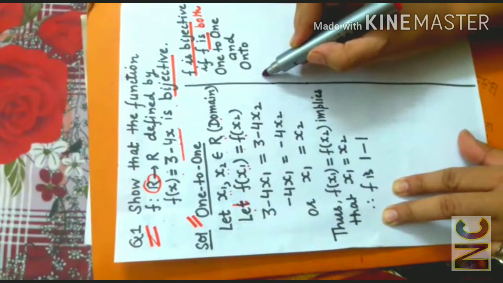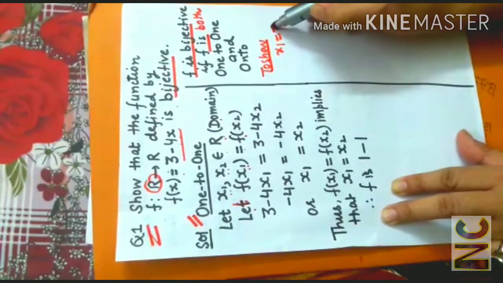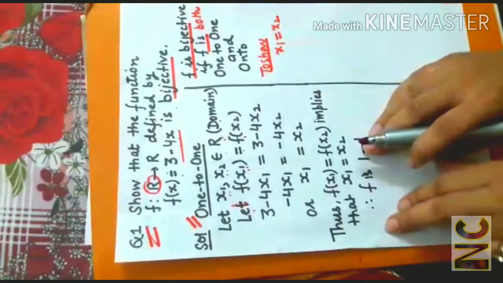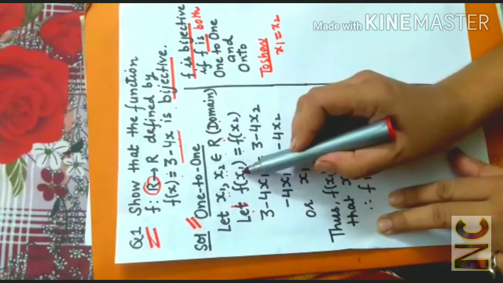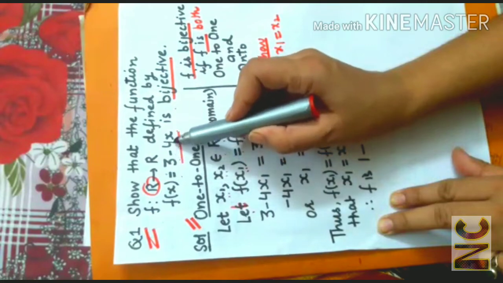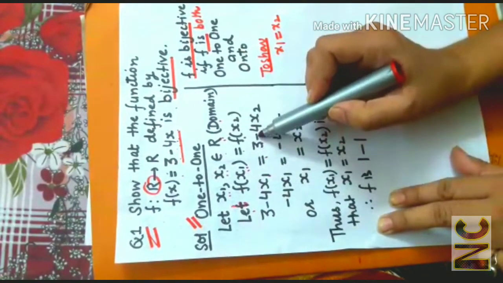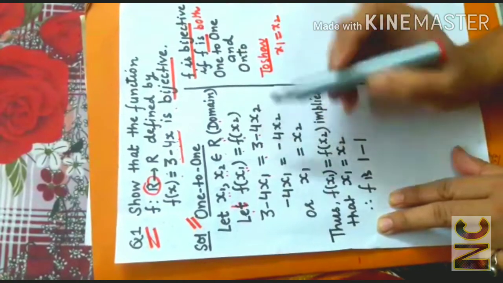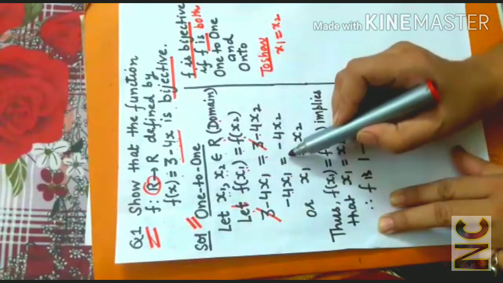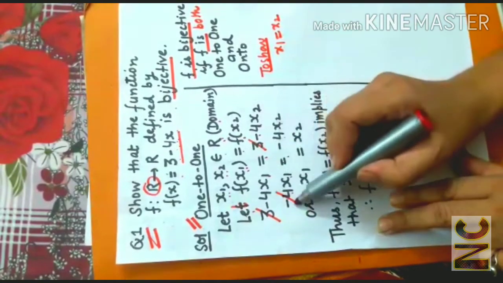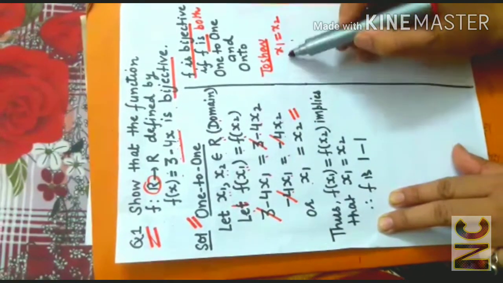Now I will proceed to show that x1 is equal to x2. So here f(x1) is equal to f(x2). So f(x1) will be 3 minus 4x1 equals 3 minus 4x2. This 3 will get cancelled out. I'll get minus 4x1 is equal to minus 4x2, which will imply that x1 is equal to x2.